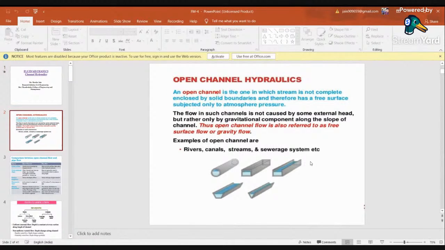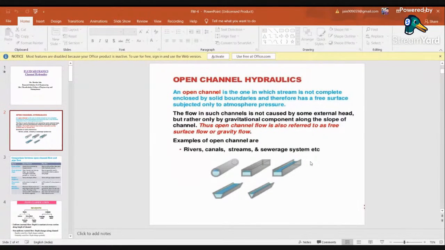Now, before going to open channel hydraulics, we must know what an open channel is. We have already understood the pipe systems, or flow through pipes. An open channel is a channel in which the liquid flows in a conduit with a free surface, that is, a surface on which the pressure is equal to the local atmospheric pressure. In other words, the flow in this channel is not caused by some external head but only by the gravitational component along the slope of the channel.